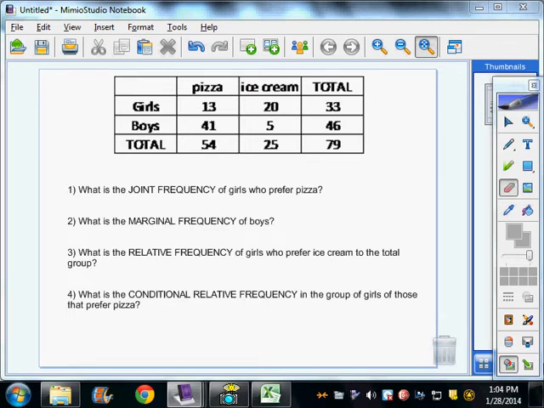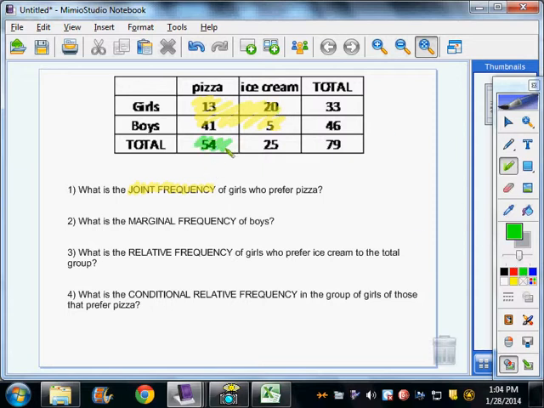All right, I want to talk to you about two-way frequency tables. Let me just point out a couple of things. First of all, joint frequency is the combined frequency of the two items. So this is a two-way frequency table that shows girls and boys and whether they prefer ice cream or pizza. That's the two things in the two-way, okay? So joint frequency shows the numbers of the two of them together. So 13 girls prefer pizza, and 20 girls prefer ice cream, and so on.